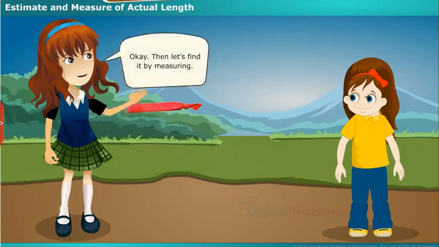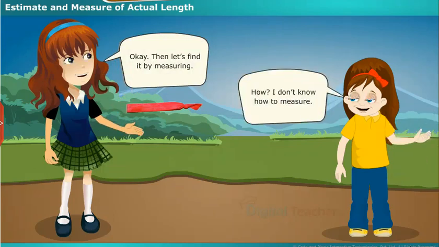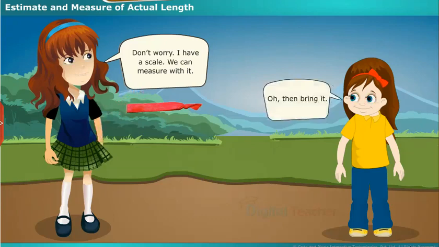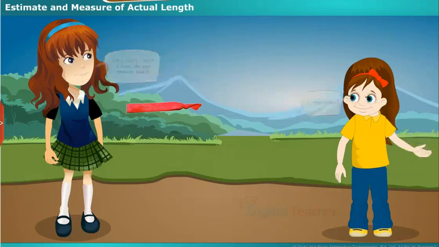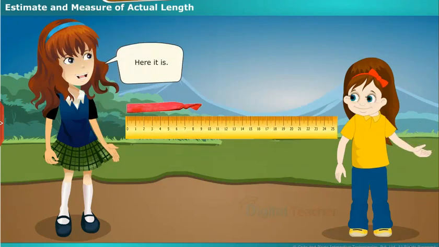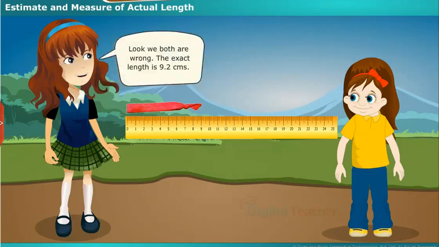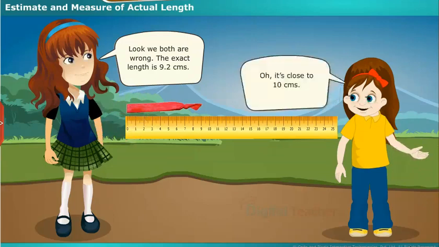Okay, then let's find it by measuring. How? I don't know how to measure. Don't worry, I have a scale. We can measure with it. Oh, then bring it. Here it is. Oh, it looks good. Let's start measuring now. Look, we both are wrong. The exact length is 9.2 centimeters. Oh, it's close to 10 centimeters.